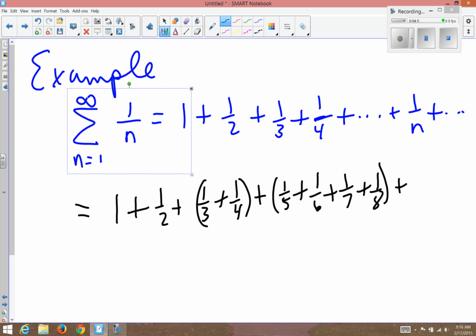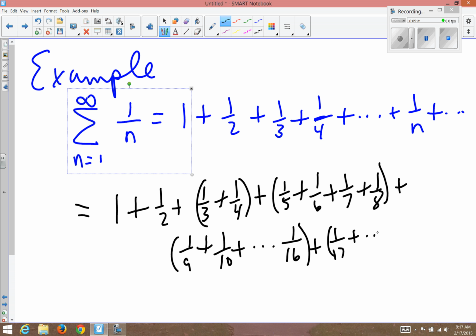Plus, I'm going to group the next 4, 1/5 plus 1/6 plus 1/7 plus 1/8, plus, now I'm going to group the next 8, 1/9 plus 1/10 plus up to 1/16, plus, and I'm going to group the next 16 terms, 1/17 plus 1/18, etc., up to 1 over 32 plus, this goes forever.